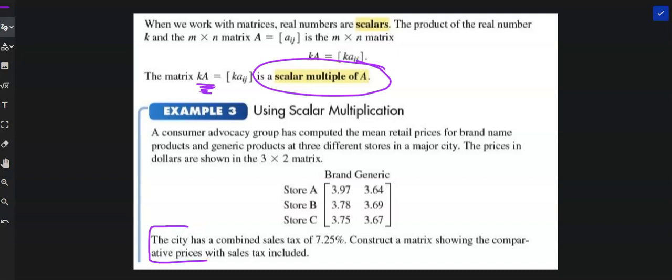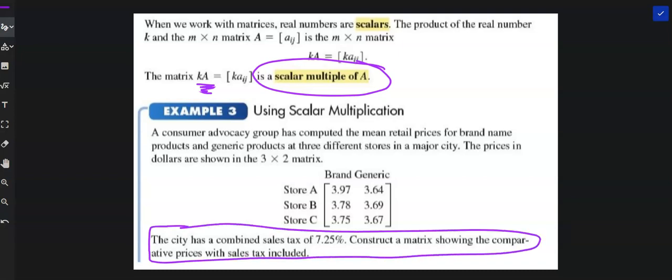So, this example says the city has a combined sales tax of 7.25%. What number do you think I'm going to multiply by this matrix to get the final answer? Stop copying. 1.0725, you are correct, both of you.